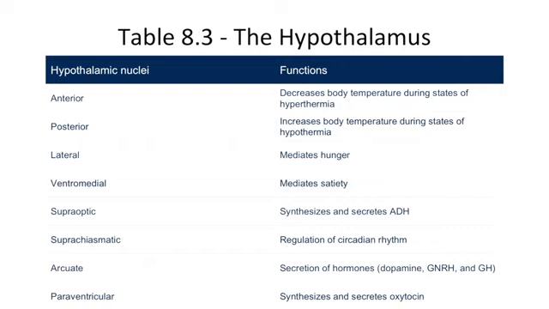This is table 8.3, which shows the hypothalamic nuclei and their corresponding functions. For step 1, you need to know the names of each hypothalamic nucleus and its associated function. Again, I'm not going to read this table to you, but you do need to memorize this information for step 1. I recommend that you pause the video and take some time to memorize both of these tables if you're unfamiliar with this information. Okay, before we jump into some of the questions, let's briefly discuss the limbic system.